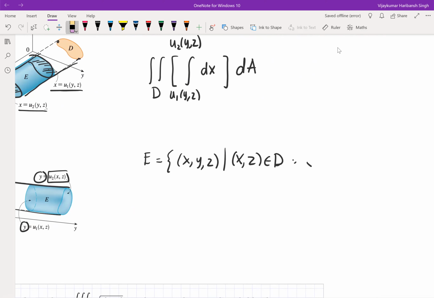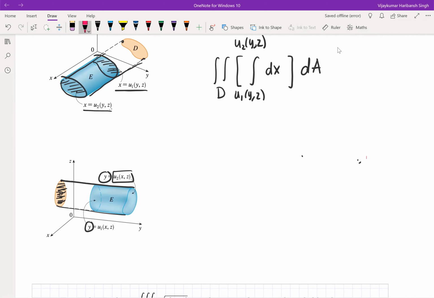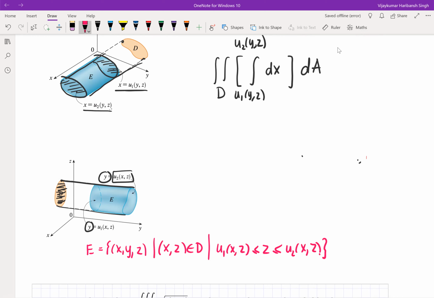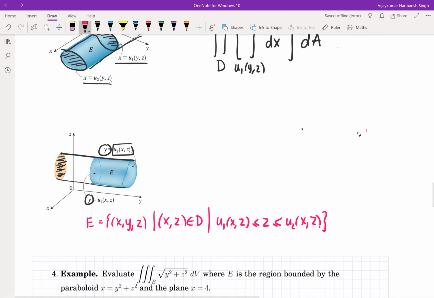So y is between u1, let me write it here so that E equals x, y, z. Your x, sorry, x, z belong to D, and your y is between u1 xz to u2 xz. All right. So this is a setup.